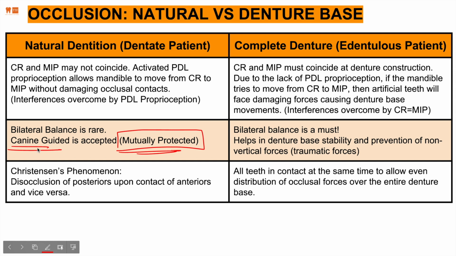Another way to remember this canine guided is try and move your canine tip, your maxillary canine tip, to your mandibular canine tip. When you touch those two tips, you'll notice every other tooth in the entire oral cavity is disoccluded.